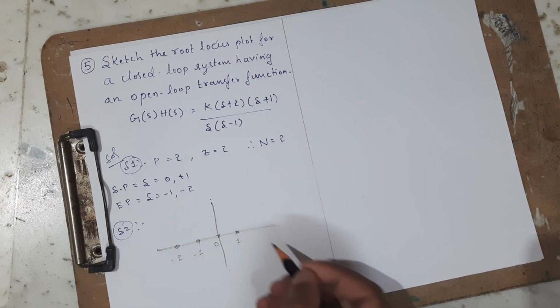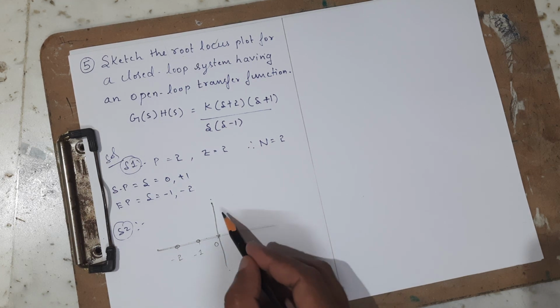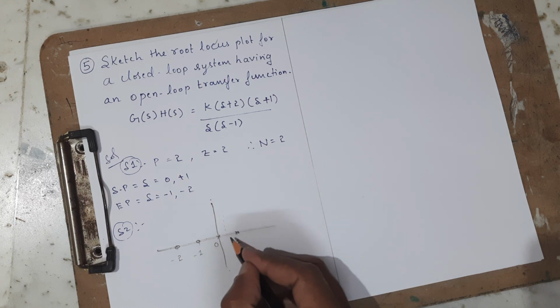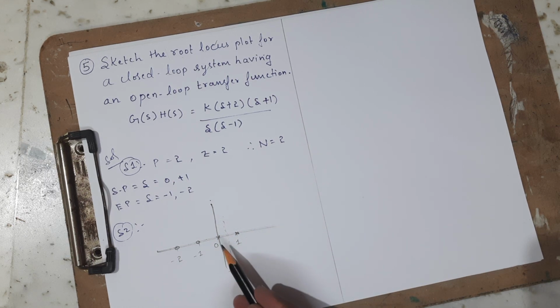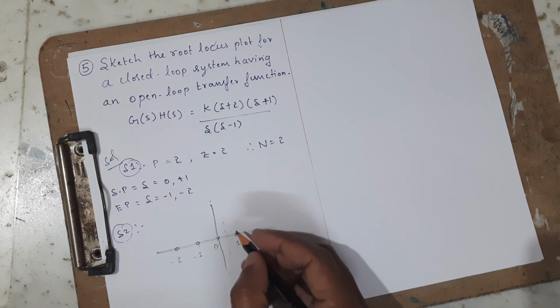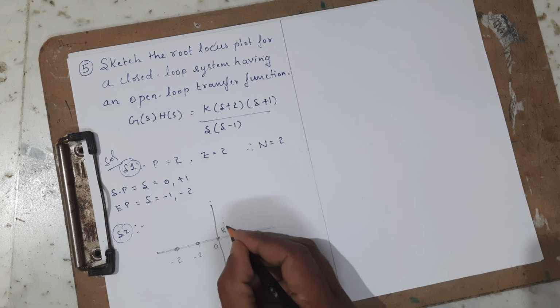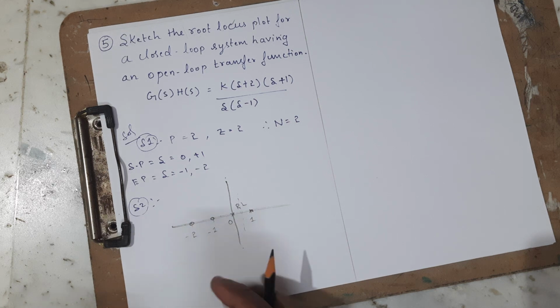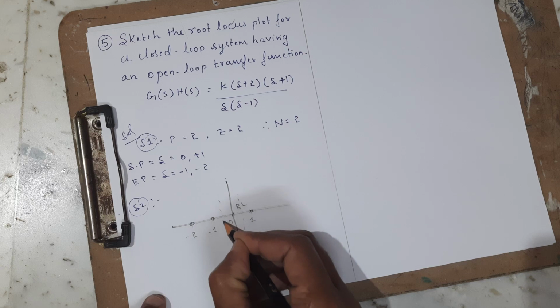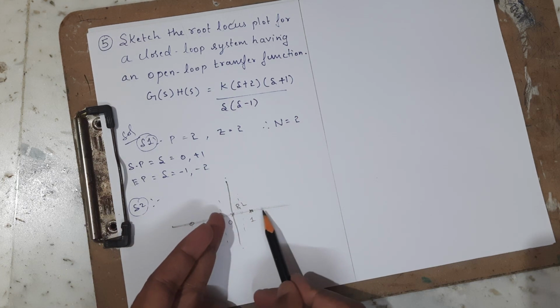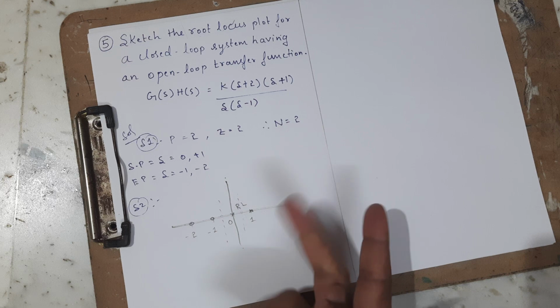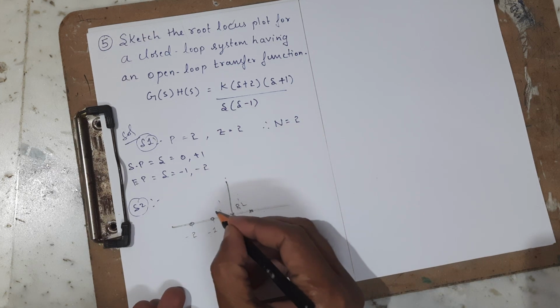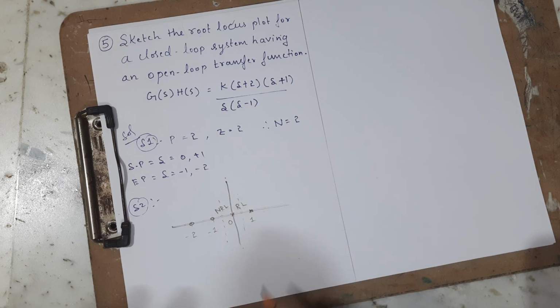So what I am going to do? I am going to consider 0 and 1. I am going to draw the imaginary axis between 0 and 1. So how many roots are lying to the right side of this imaginary axis? 1. That is an odd number. Therefore root locus is possible between 0 and 1. Next, in the same way I am going to consider between minus 1 and 0. If I draw the imaginary axis, how many roots to the right side? 0 and 1, that is 2 roots. It's an even number. Therefore no root locus is possible.